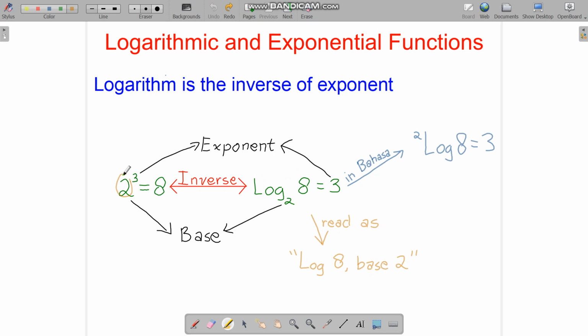So the 2 is the base of the exponent, the 2 here is also the base of the logarithm, and the exponent goes here, so that's the result of the logarithm. Or we can say when we use the log of something, we get the exponent. In Bahasa, we write the base here and we read this as log 8 base 2.